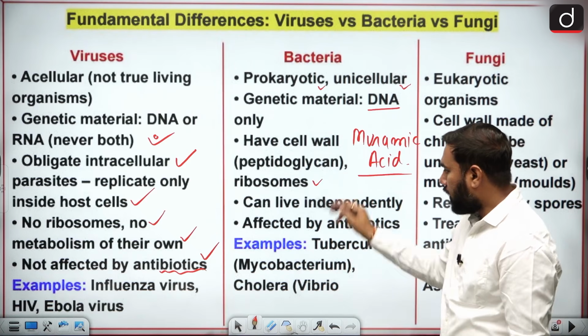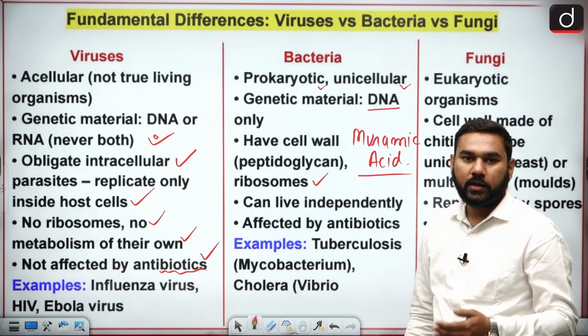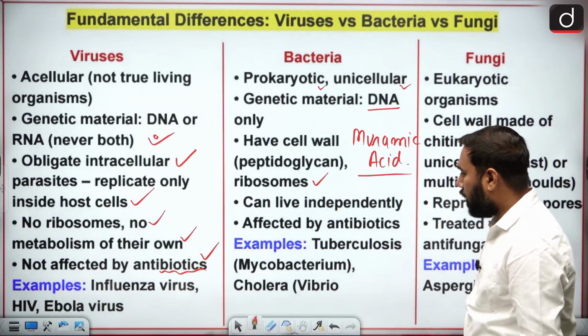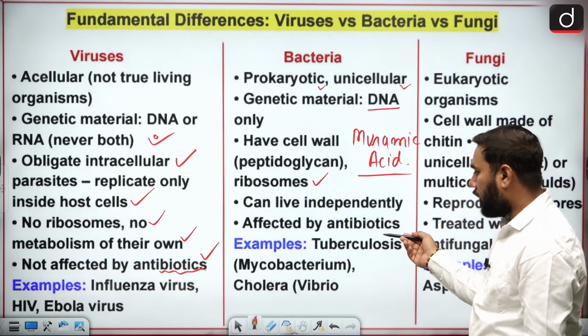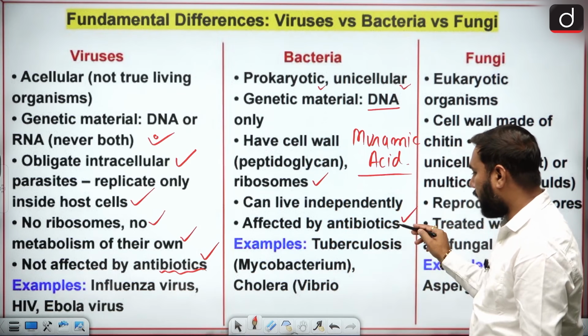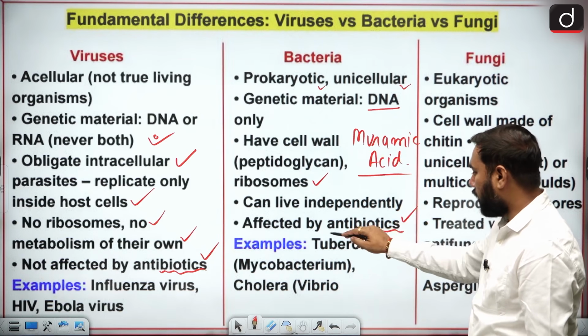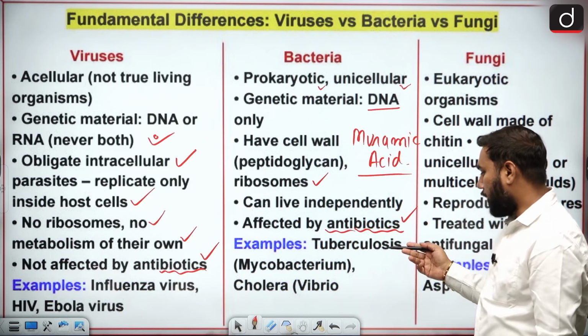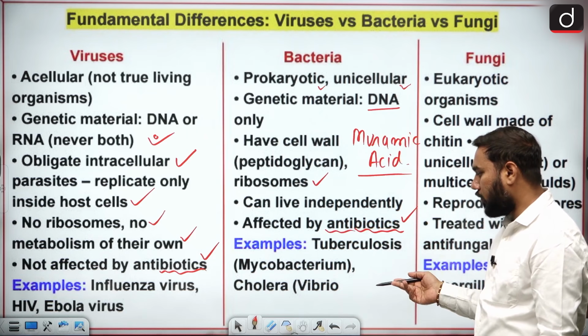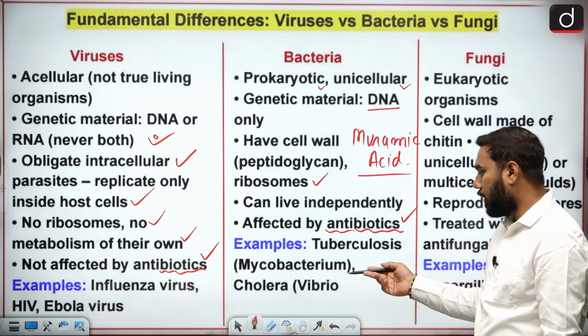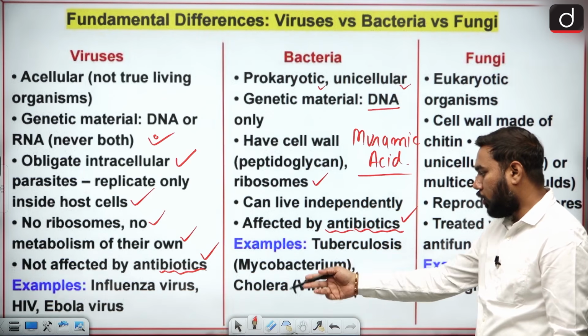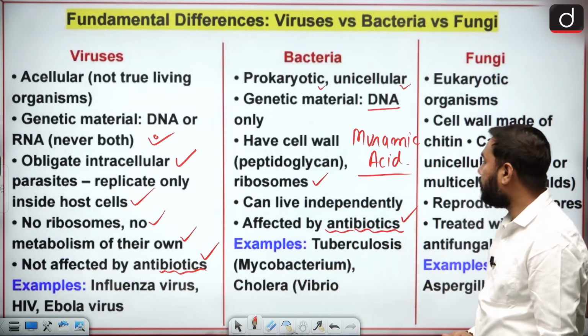There is a presence of ribosome. That's why bacteria can make protein. It can live independently, and it is also affected by antibiotic, because biotic means life and this one has life. So antibiotics work against it, like tuberculosis for TB, which is Mycobacterium tuberculosis, and cholera, Vibrio cholerae.